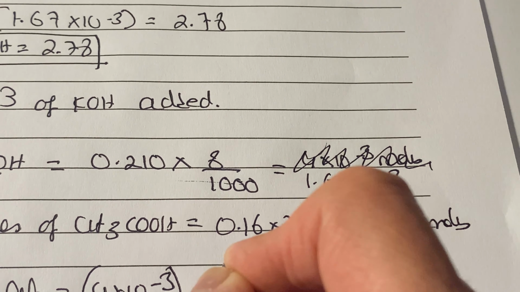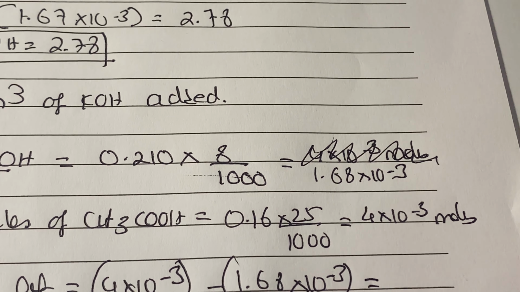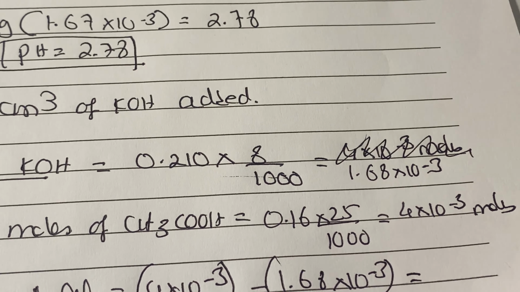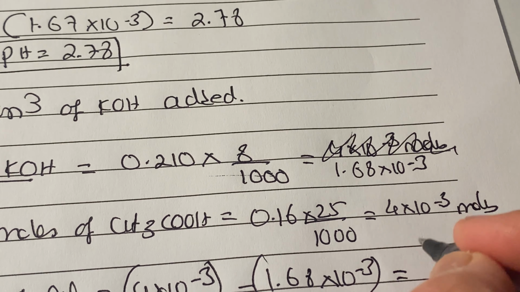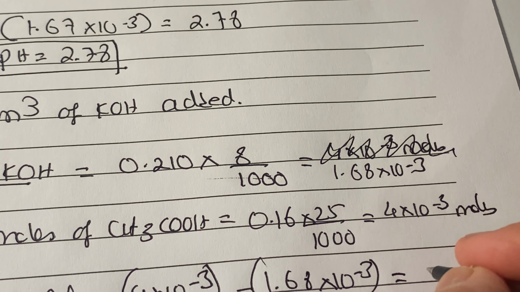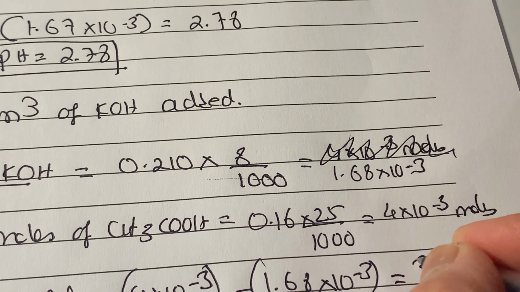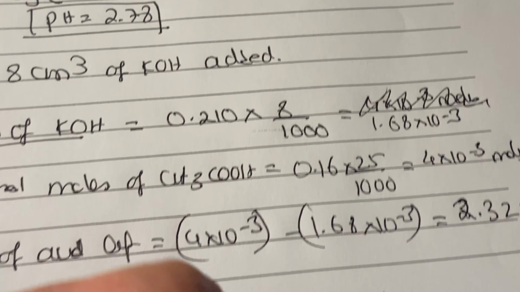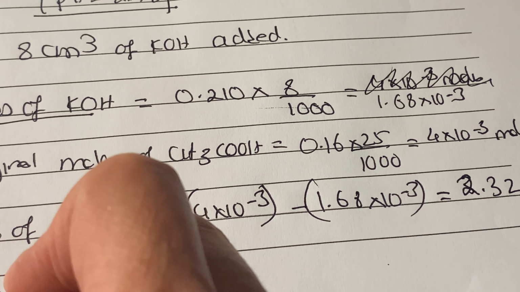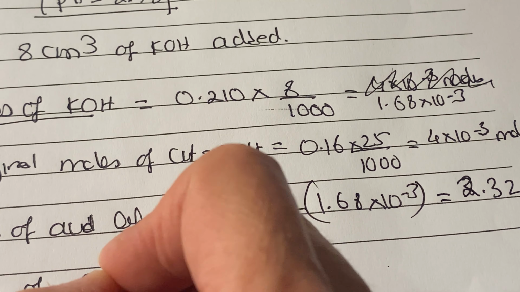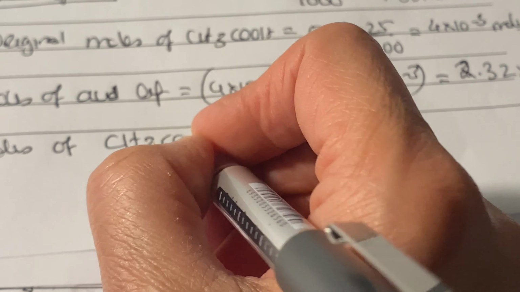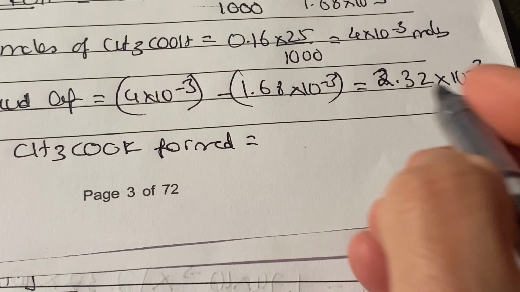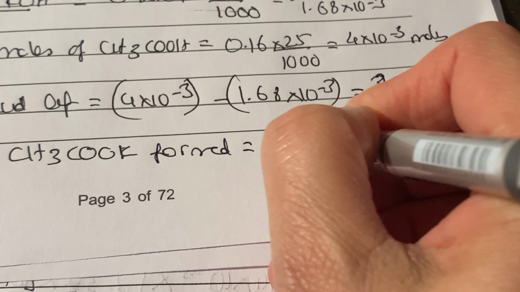So that's the moles of the hydroxide and moles of your salt which is formed. So B equals 2.32 × 10^-3. Also I forgot to say that the moles of salt which is formed is the same as the moles of the potassium hydroxide ions.